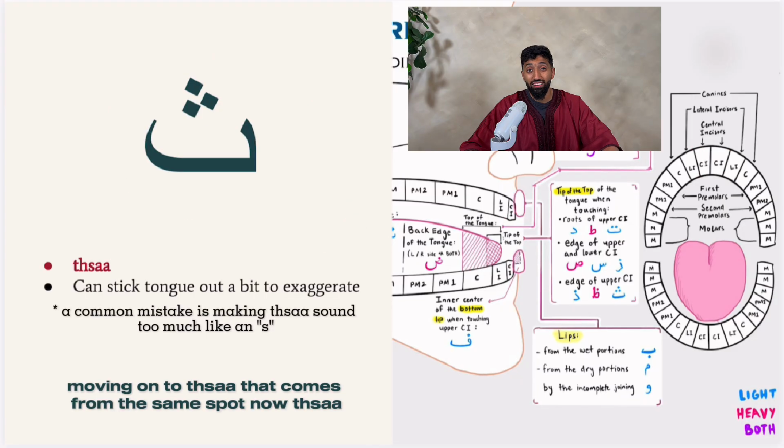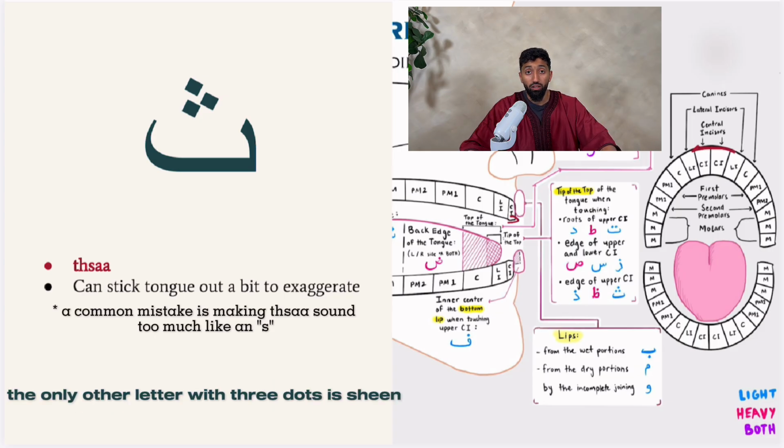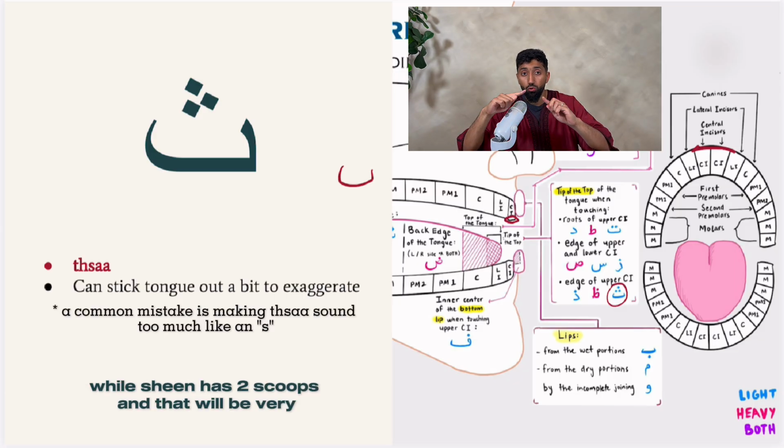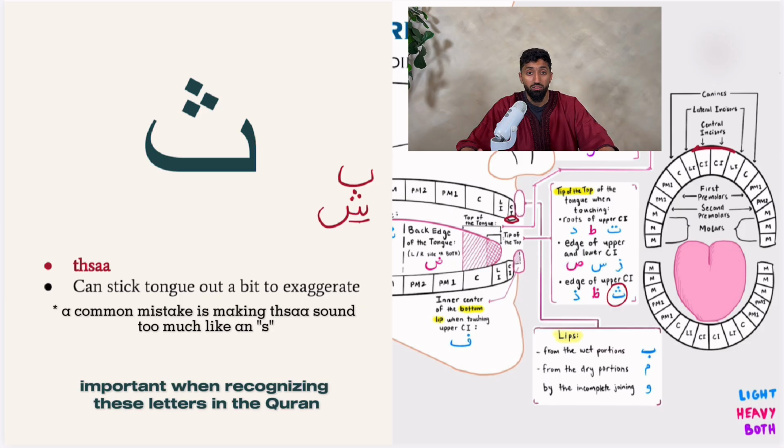Moving on to tha, that comes from the same spot. Now tha has 3 dots. The only other letter with 3 dots is sheen, but tha only has 1 scoop, while sheen has 2 scoops, and that will be very important when recognizing these letters in the Quran.